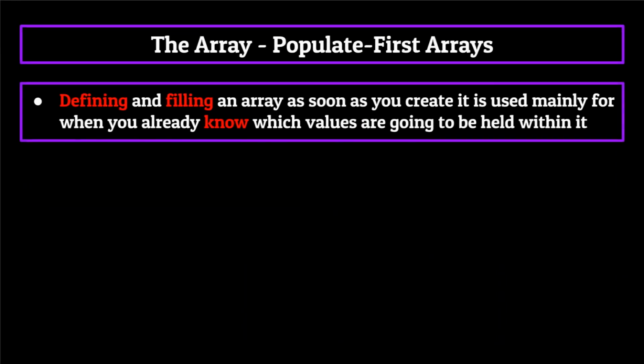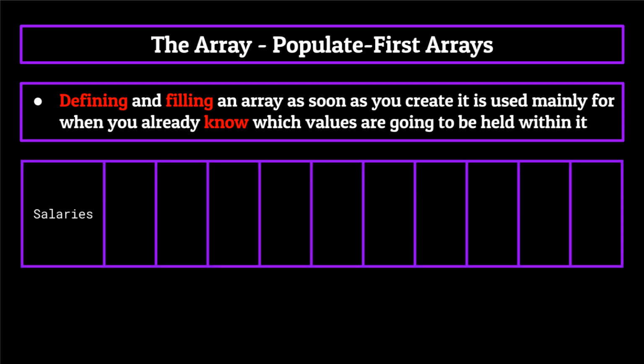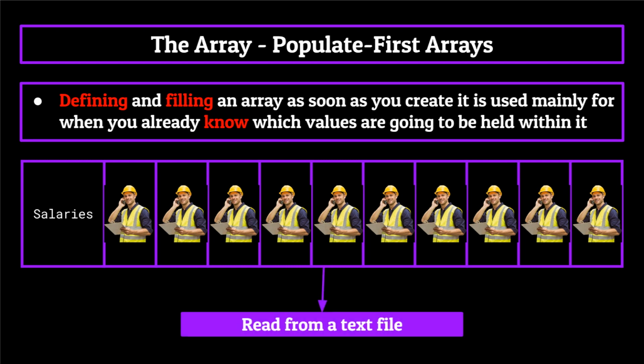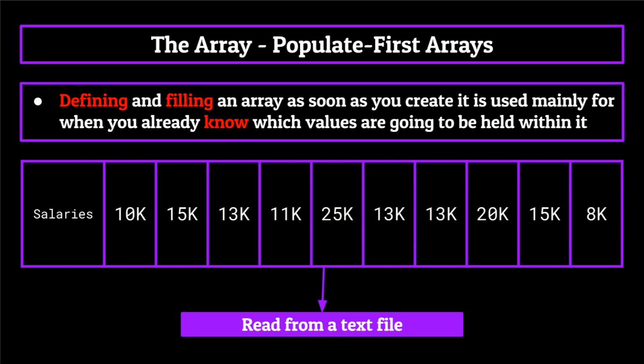Now, defining and filling an array as soon as you create it is mainly used for when you already know which values are going to be held within it. For example, let's say you're creating an array which is going to hold the salary of 10 different workers at a company, and that information is being read in from a text file. Well, you already know the 10 salaries for those workers from the text file, and so you're able to immediately populate the array when you create it. This way, you'll already have the information available to you as the program runs.